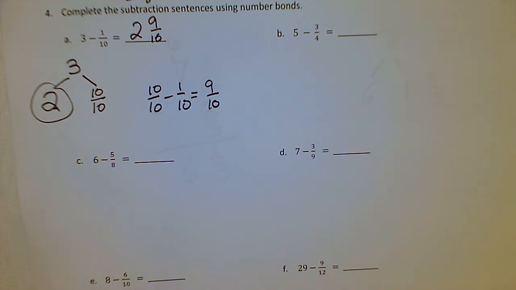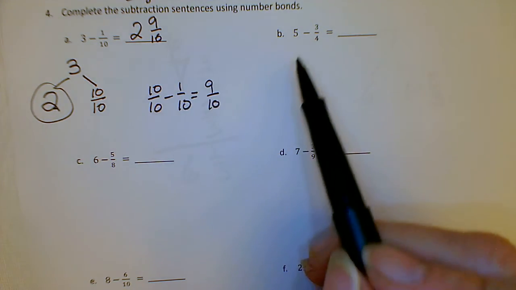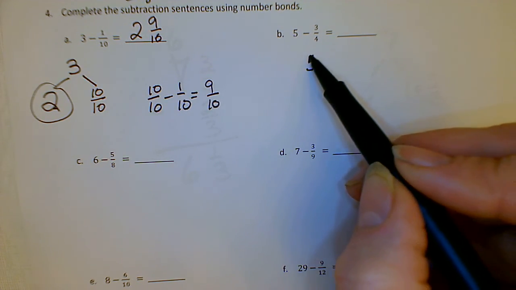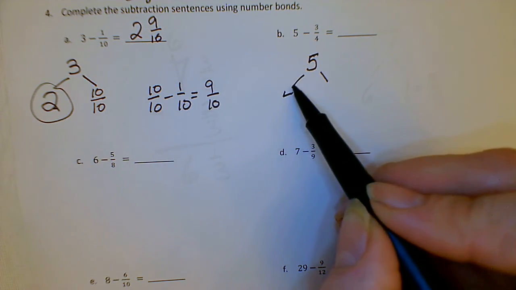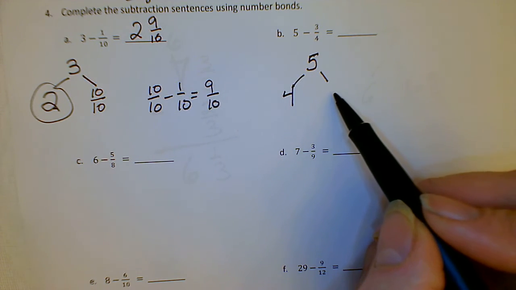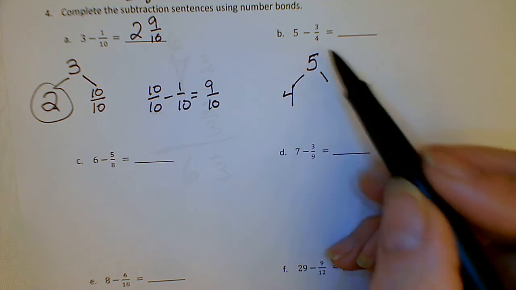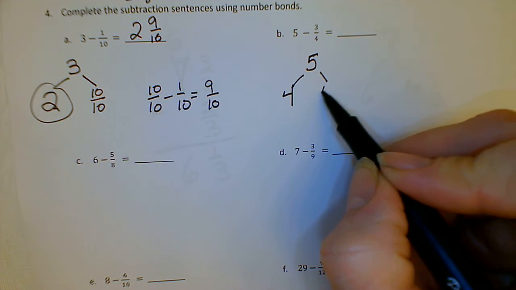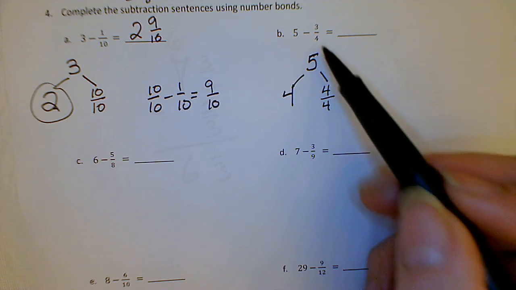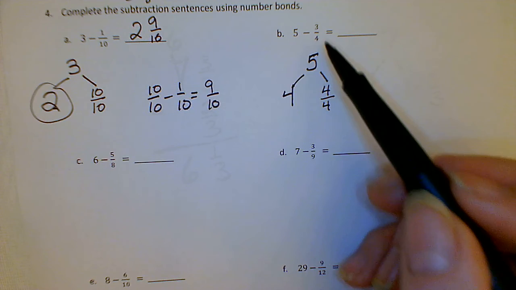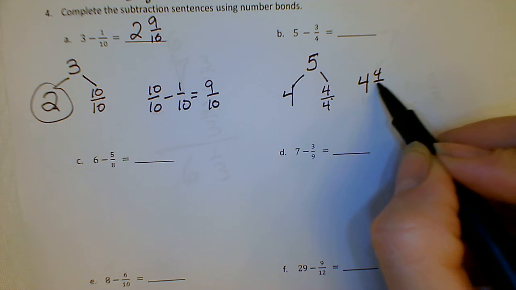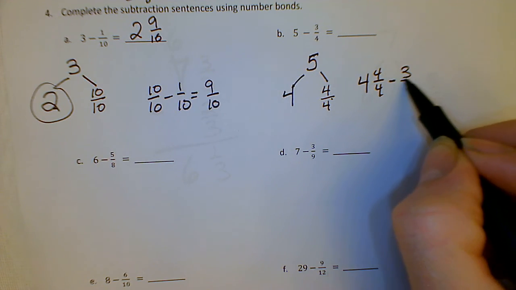All right, let's try another one. Let's go ahead and try B. So for this one, we're starting with 5 wholes, and then I'm going to put 4 of them over here. So if I have 5 and I put 4 wholes over there, that means I have 1 whole left here. But I don't need wholes, I need fourths because I have fourths there. So I'm going to make it 4 fourths. So now I have the same units, the same denominators. So what I'm doing is 4 fourths minus 3 fourths.